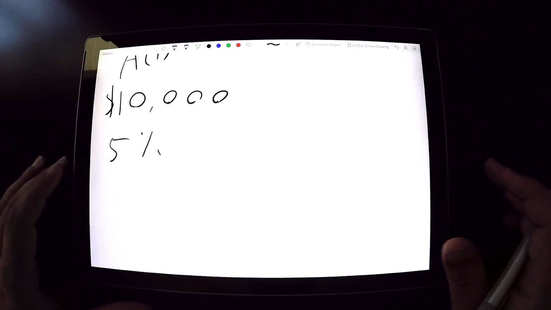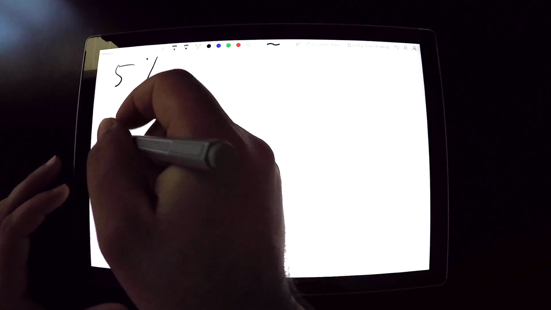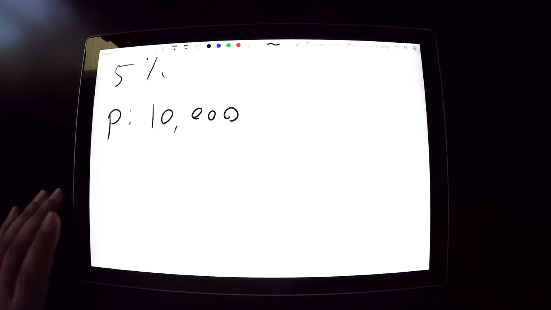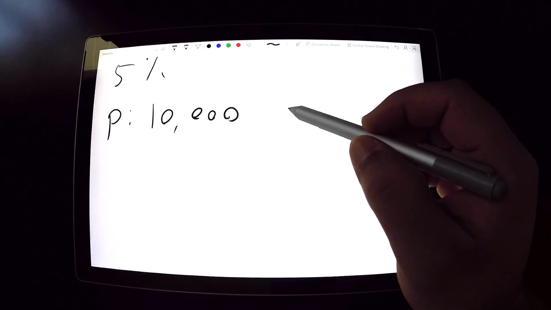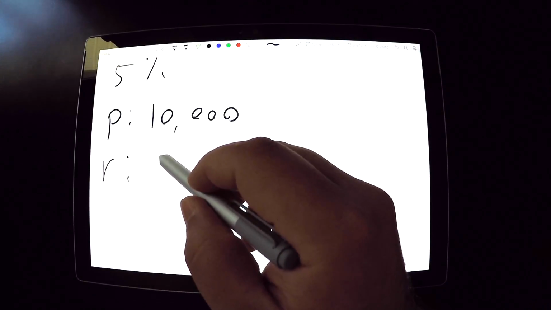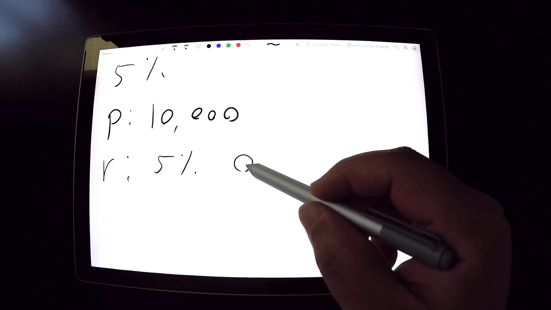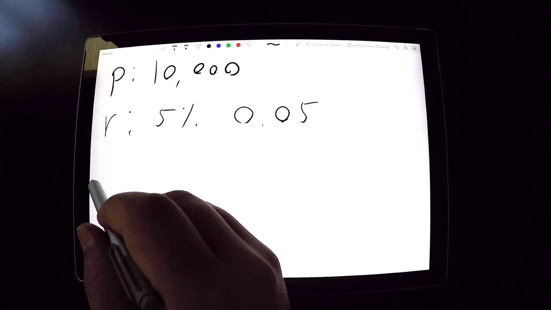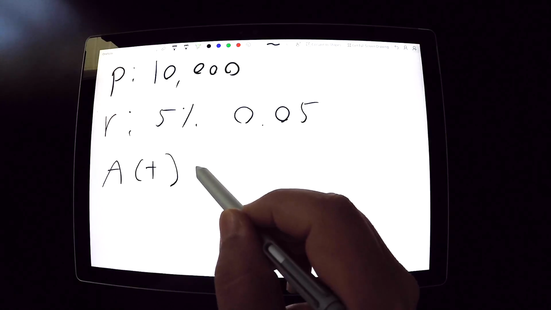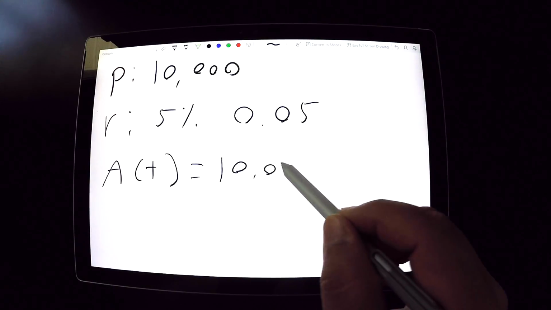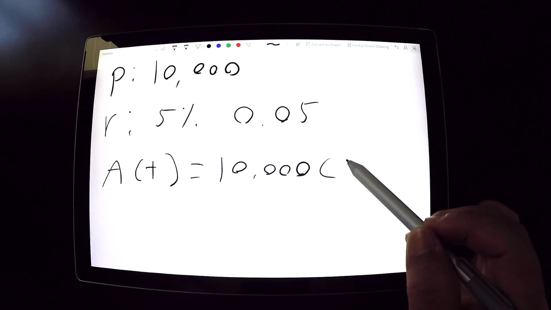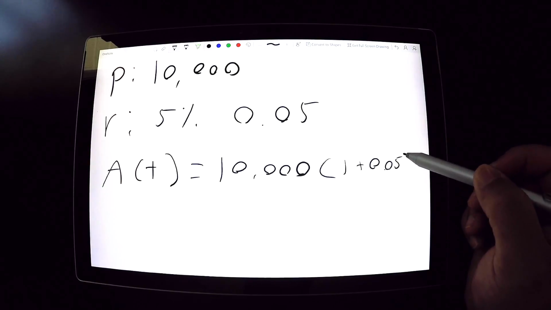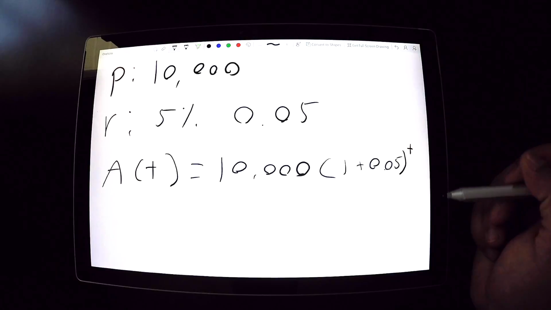So our solution would be: the principal, P, is 10,000, and the interest rate R is 5%, or 0.05. Now we plug it in. A of t equals 10,000 times (1 plus 0.05) to the power of t.